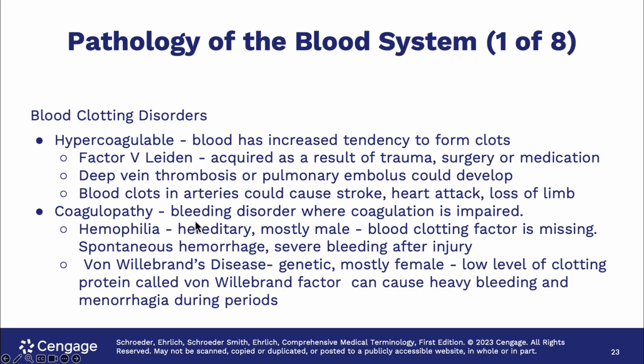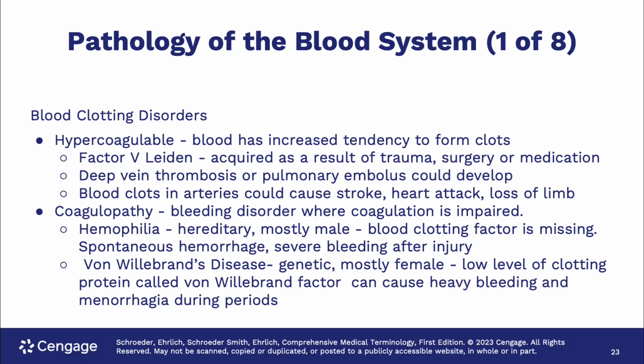I'm going to talk just a little bit about pathology of the blood system. There won't be a lot on the exam on this, but you should familiarize yourself with it by going through the class activities. If you have hypercoagulable blood, that is blood that has an increased tendency to form clots. Hyper meaning above, okay? So there are a few different versions of this, but one of the ones you may have heard of is deep vein thrombosis. That's something that can happen if your blood is too prone to clot, okay?